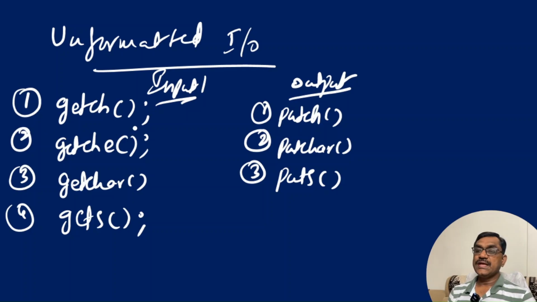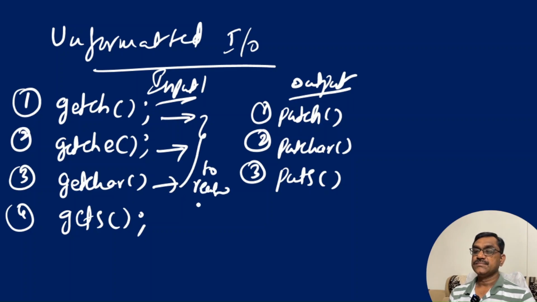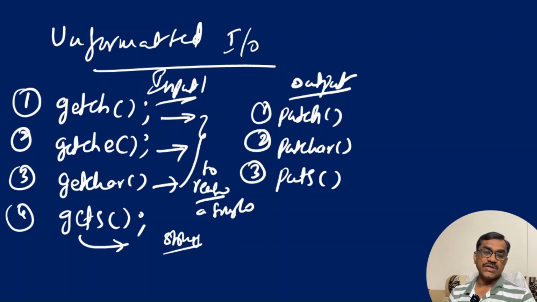To read a character, we use getch, getche, and getchar. These three are used to read a single character. Gets is used to read a string. But in these input statements, we can't use any formatted data or format specifiers. They are only going to read characters. They are not going to read integers or float values. Only characters. The last one, gets, is used to read a string.